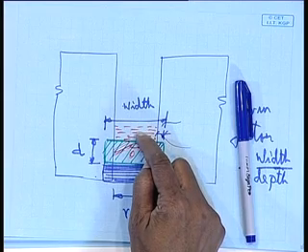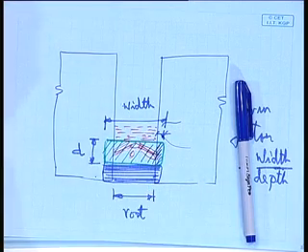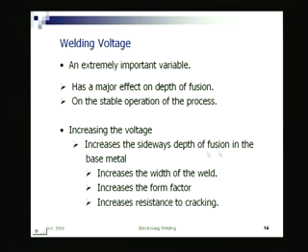The more parent metal you melt, the more you increase the welding voltage. It is not arc voltage, it is the welding voltage, because there is no arc as such. It is the voltage drop across the molten slag. Increasing it increases the sideways depth of fusion in the base metal, which increases the width of the weld, and that increases the form factor and the resistance to cracking. So you can see increasing current has a negative effect on resistance to cracking, but increasing voltage has a positive effect. Why? Because the sideways fusion increases, and thereby the form factor increases.